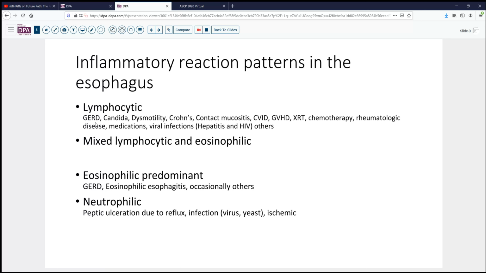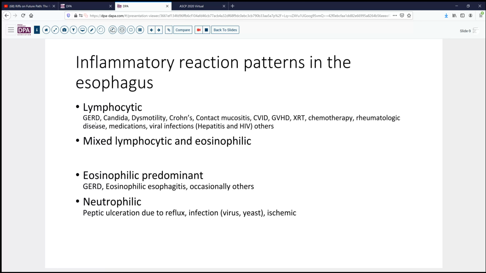We can see, as we have in these current slides, a very eosinophilic predominant pattern. That can be related to gastroesophageal reflux or to eosinophilic esophagitis and occasionally to some other disorders. A more neutrophilic inflammatory infiltrate pattern tends to be superficial and is more likely to be associated with peptic ulceration due to reflux or infection secondary to viral or fungal diseases.